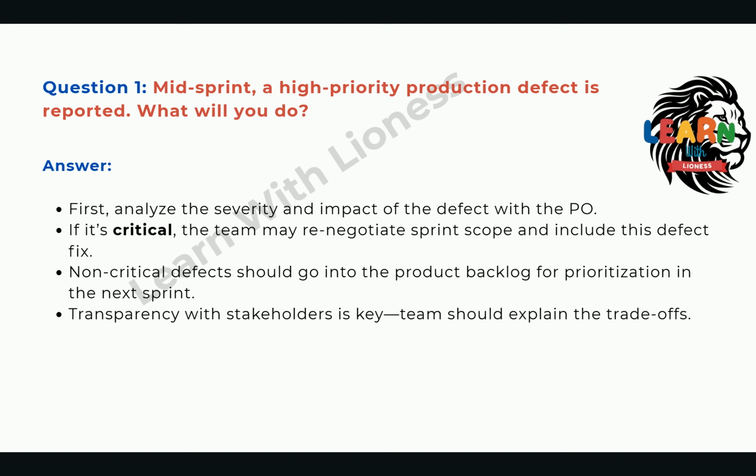First, analyze the severity and impact of the defect with the PO. If it's critical, the team may renegotiate sprint scope and include this defect fix. Non-critical defects should go into the product backlog for prioritization in the next sprint. Transparency with stakeholders is key. Teams should explain the trade-offs.